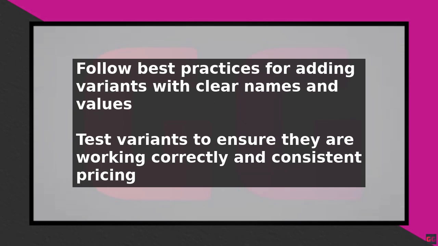Best practices for adding product variants include using clear and descriptive option names and values, and keeping your variant pricing consistent. You should also make sure to test your variants to ensure they are working correctly. By following these steps and best practices, you can easily add product variants to your Shopify store and provide your customers with more options and a better shopping experience.